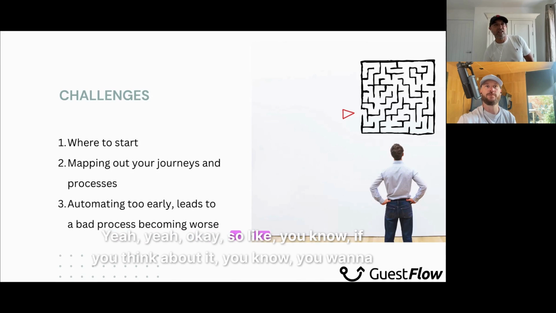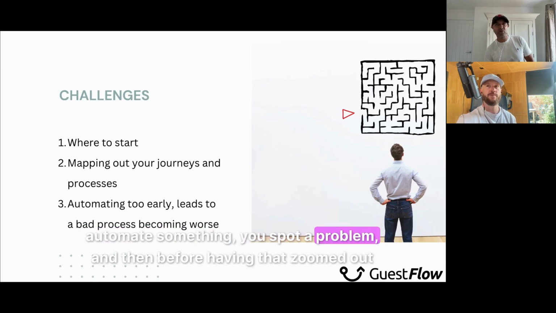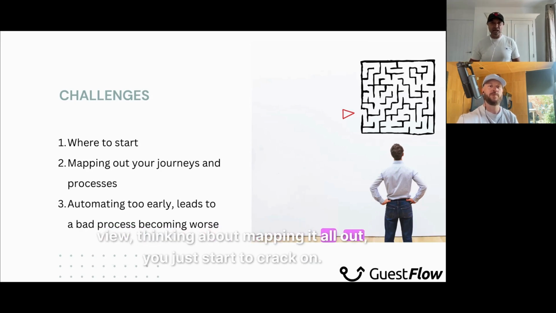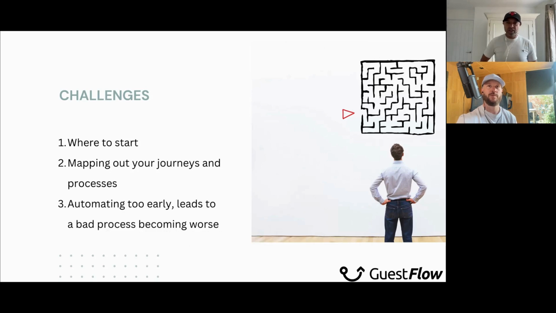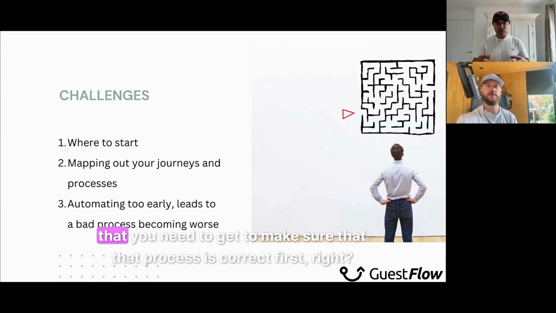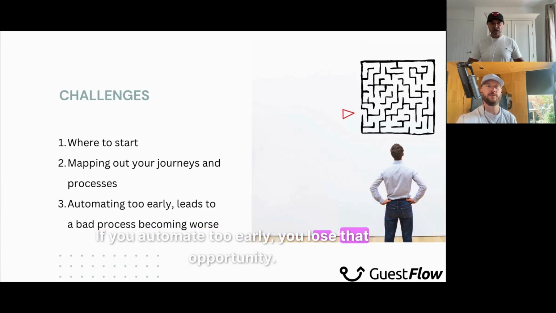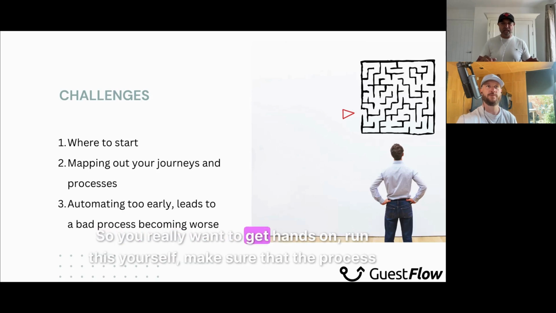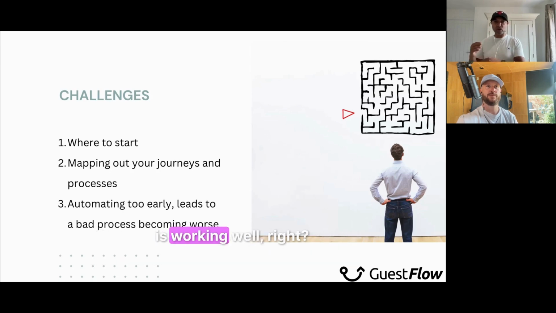Yeah. Okay. So if you think about it, you want to automate something. You spot a problem, and then before having that zoomed out view, thinking about mapping it all out, you just start to crack on. Now, what you lose in doing that is the hands-on feedback that you need to make sure that process is correct first, right? If you automate too early, you lose that opportunity. So you really want to get hands-on, run this yourself, make sure that the process is working well, right?